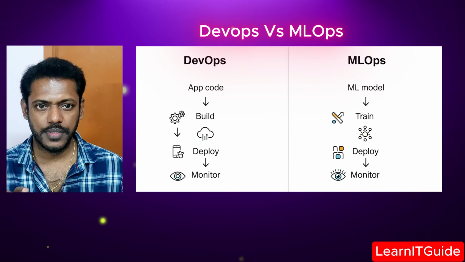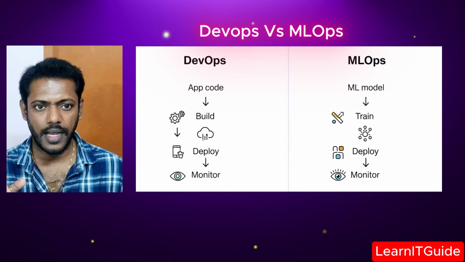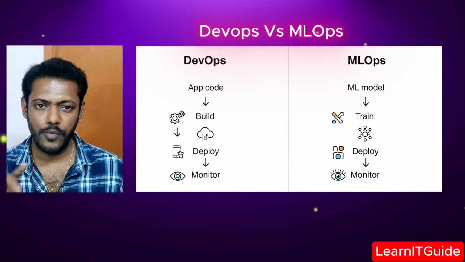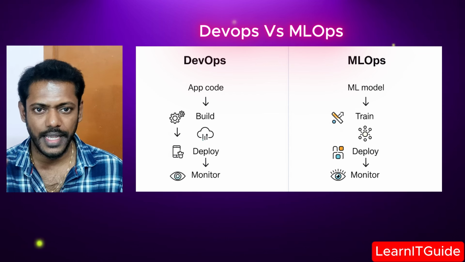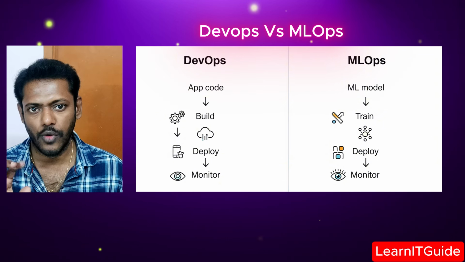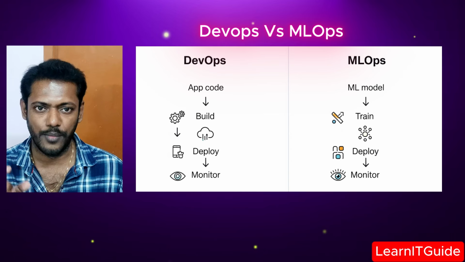Let's compare DevOps and MLOps side by side. In DevOps, developers write application code and DevOps automates the build, deployment, and monitoring. On the other hand, we have MLOps, where data scientists or ML engineers build machine learning models and MLOps automates training, deploying, and monitoring ML models. So DevOps runs your application, MLOps makes your applications intelligent.